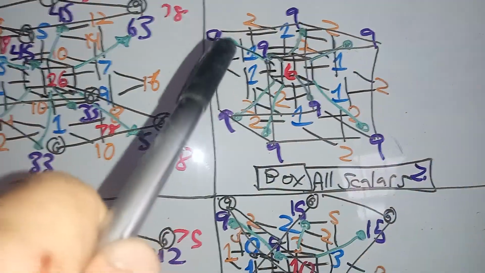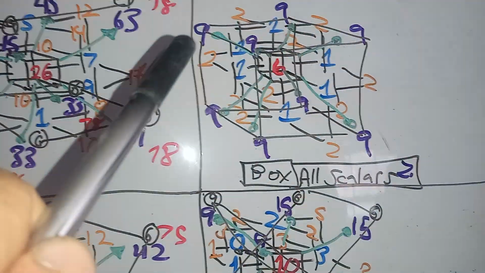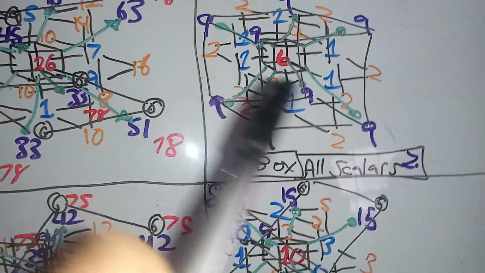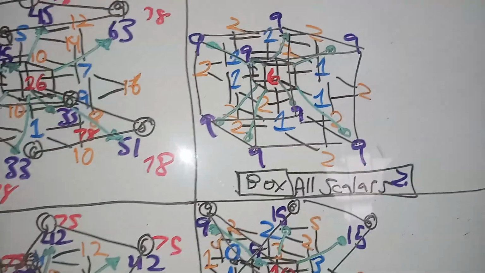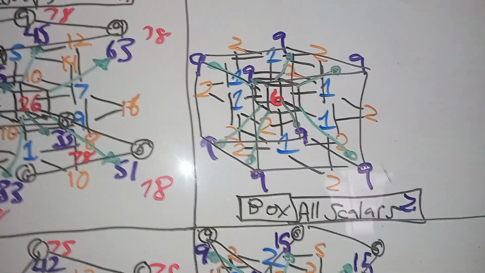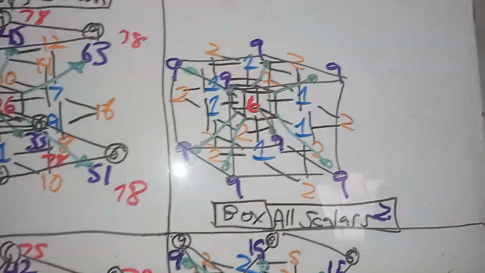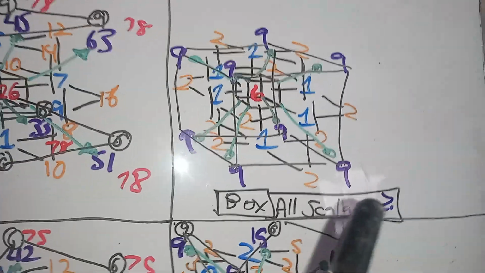But these are all scalars. That means that 9 and 9 are equal, so it doesn't have any direction. So that's a scalar, not an arrow. And all these are 9 at all these different diagonals. So that's all scalars. That's another vector type.